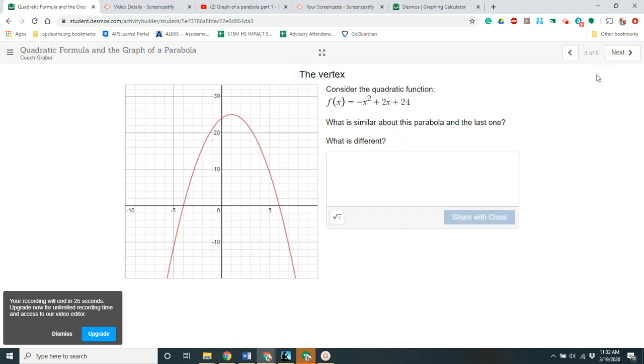Now this parabola here uses almost the same numbers, but the signs are all switched. When we switch the signs, it flips the parabola upside down. If you have a negative in front of the x squared, you'll see the parabola frown.